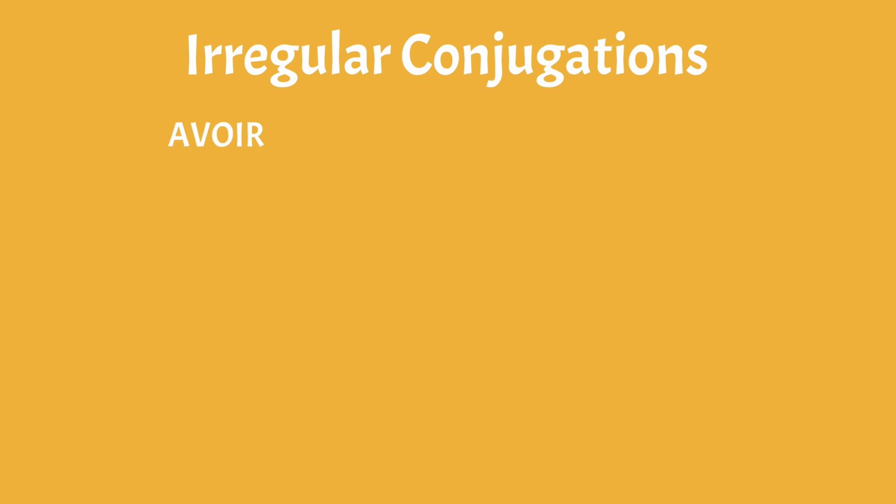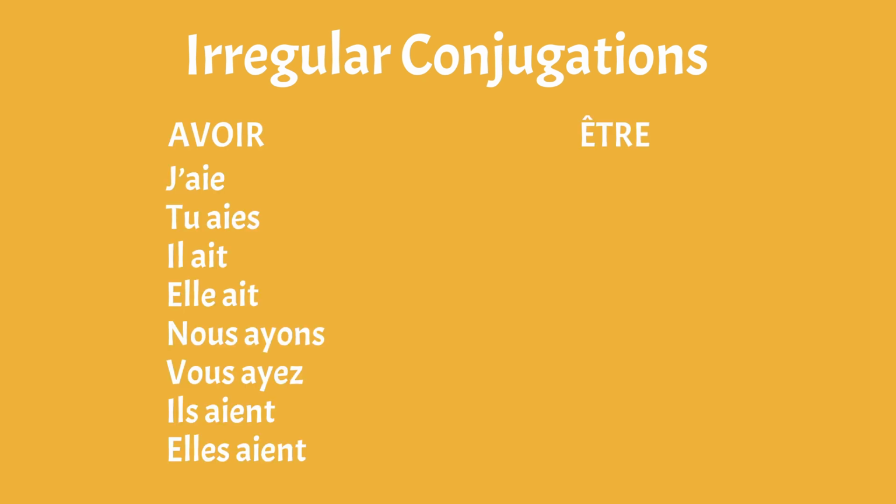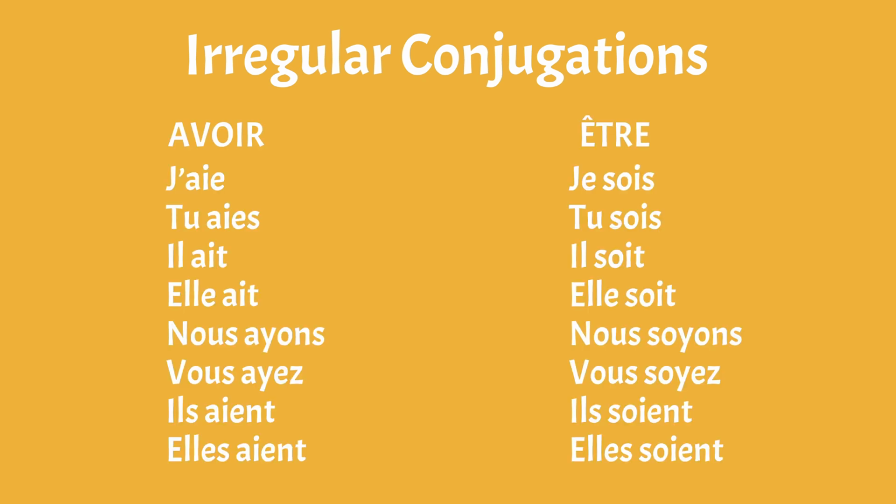Finally, avoir and être, the most irregular verbs in French, have their own unique forms because why not? So these ones you'll have to remember on their own. We have j'aie, tu aies, il ait, nous ayons, vous ayez, ils aient. Je sois, tu sois, il soit, nous soyons, vous soyez, ils soient.